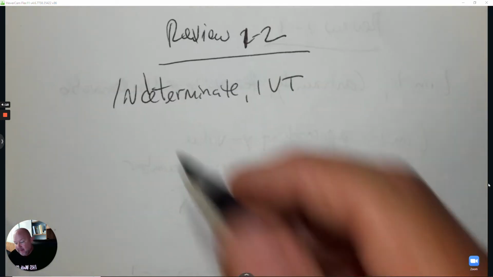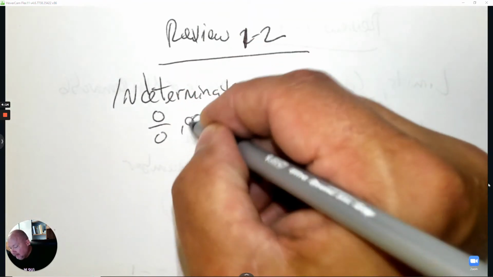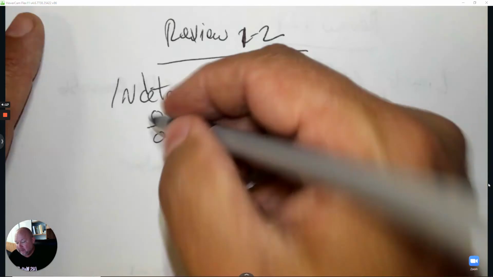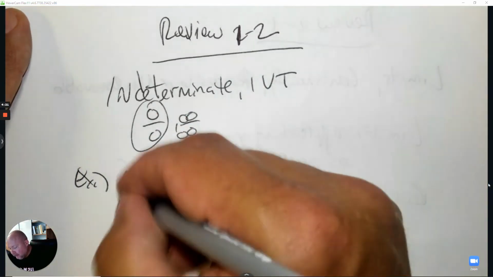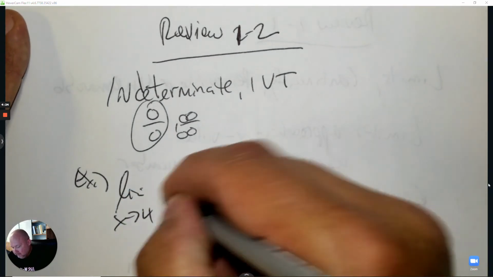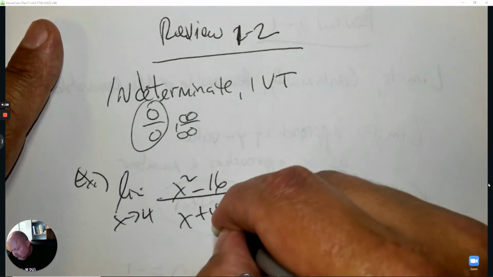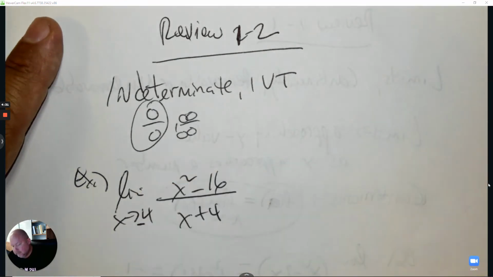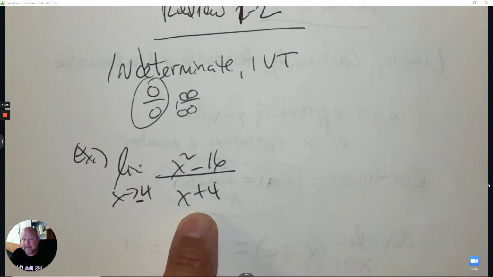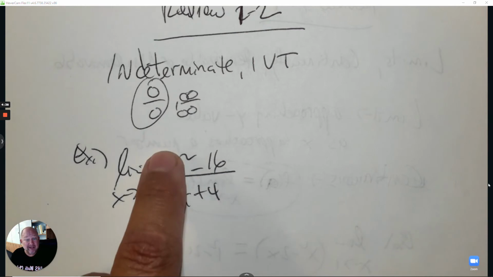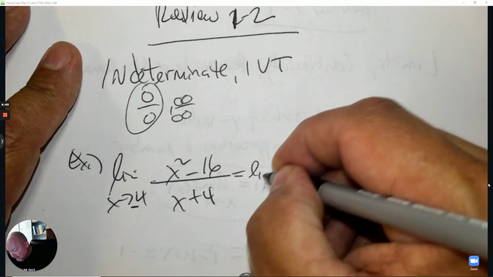And in 1-2, we talked about what it means to have something be indeterminate. There are different forms of indeterminate, but this is really the one we're looking at, which is 0 over 0. So if we have a situation of a limit like that, -4. If I plug in -4, the bottom is 0. But if I plug -4 in the top, it's also 0. So this is indeterminate, which means it may or may not exist.